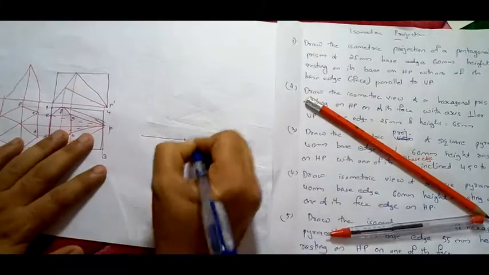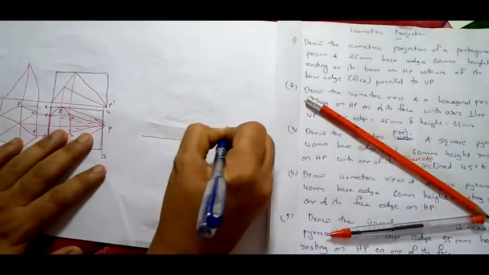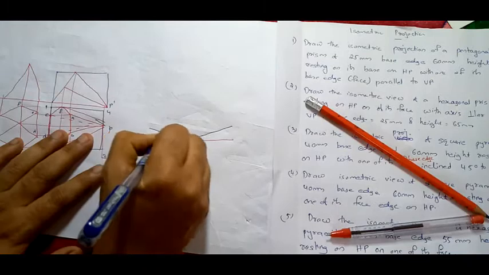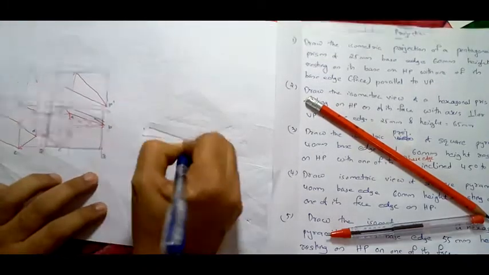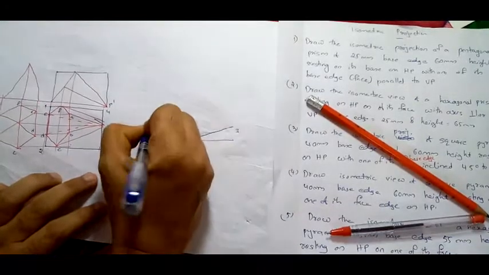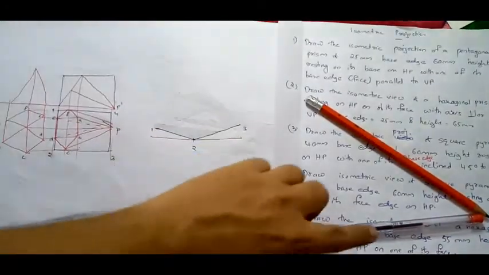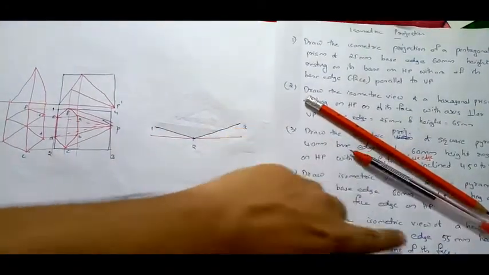Take 30 degree to both sides, draw two lines taking 30 degree each, and we are taking 1 2 and 2 3. This will be 1 2 and 3. So here also isometric view, right? Isometric view means you can take true line.